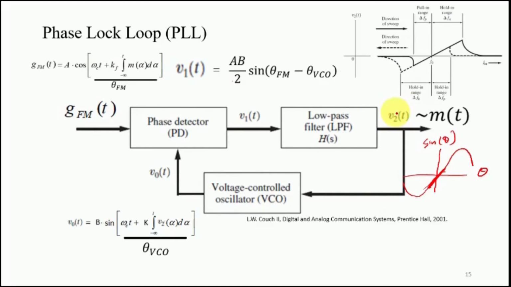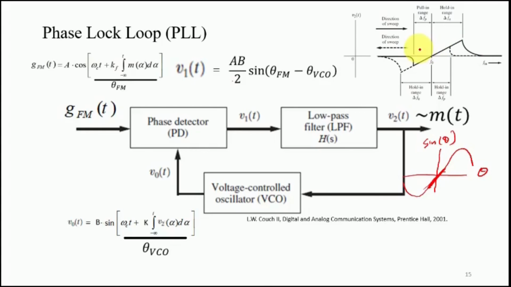Also note that there is a certain range around which we would be able to track the message signal from the incoming frequency modulated signal. So we have a pull-in range, that is if the instantaneous frequency of the frequency modulated signal is increasing and it reaches this point, this threshold, then the PLL would be able to track it, and it would be able to track until this point.